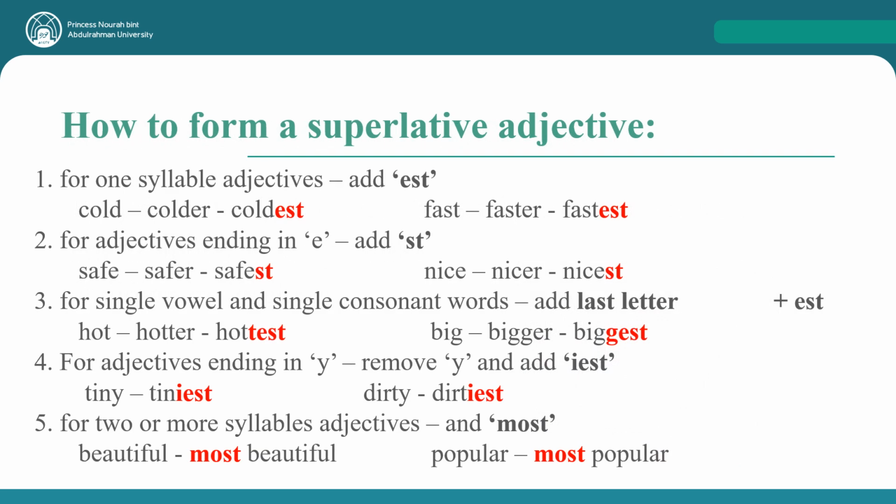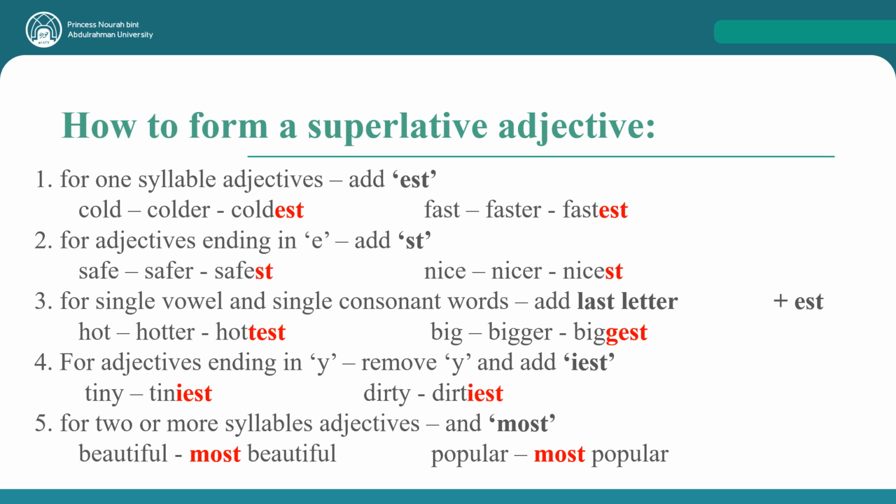You form the superlative adjective. For one syllable adjectives, we add est. So cold becomes coldest. Fast becomes fastest. For adjectives ending in an e, we just add st. So safe becomes safest, and nice becomes nicest. For single vowel and single consonant words, we add the last letter plus est. So hot becomes hottest and big becomes biggest.